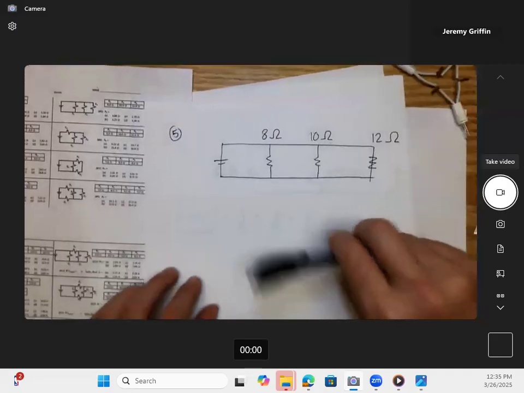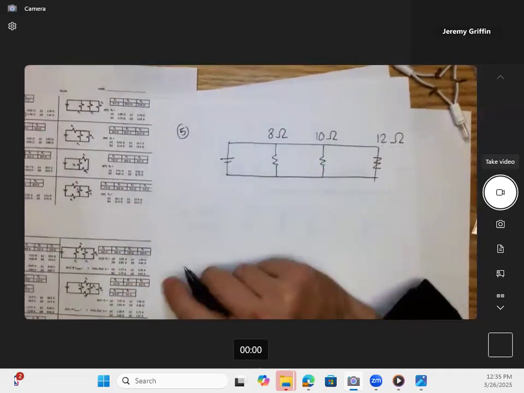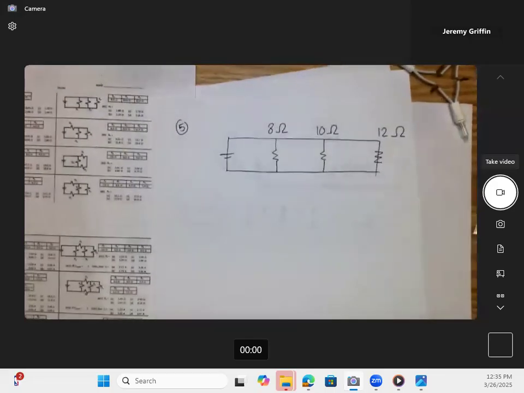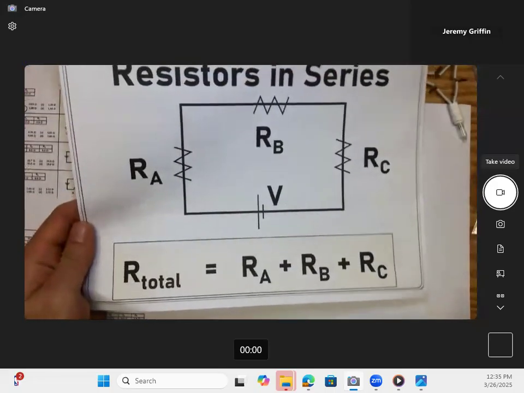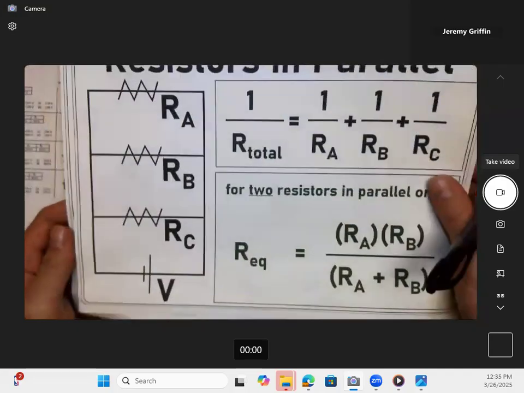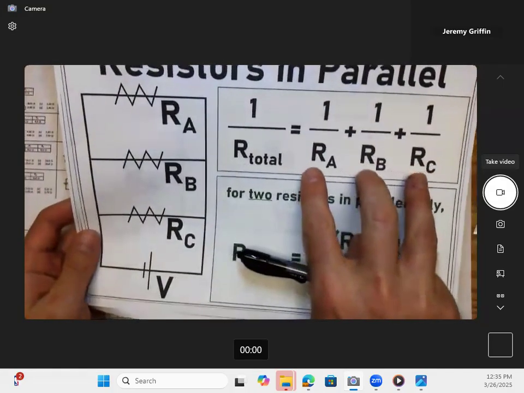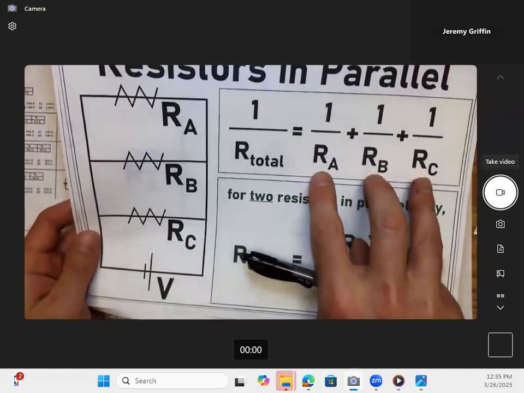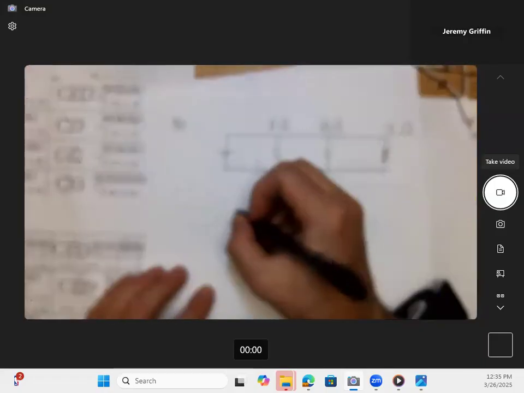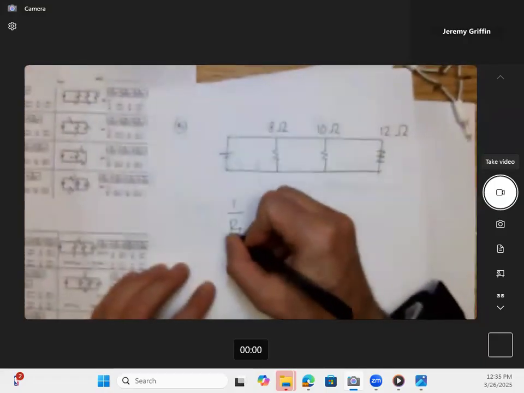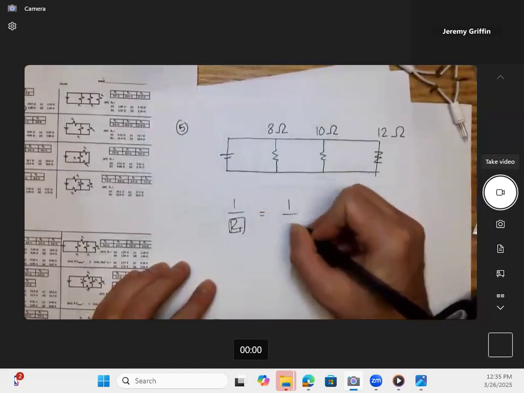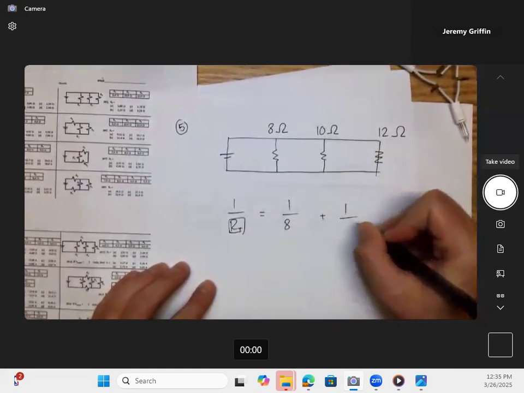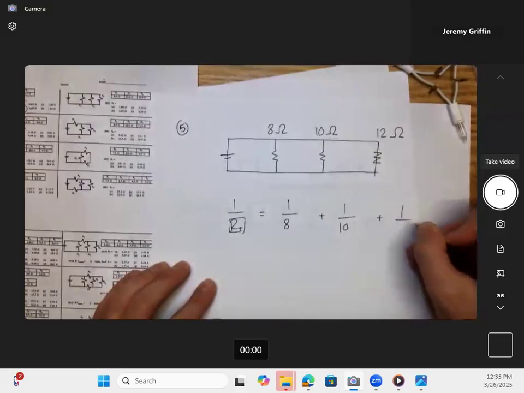Okay, let's see. So, I got posters for these two. Let me show you the posters. So here's series. We just did that a couple minutes back. But here's your parallel. And one way to solve parallel is, let's start with the fraction method. So I can do fractions like this. 1 over the total resistance equals 1 over the first one, plus 1 over the second one, plus 1 over the third one.